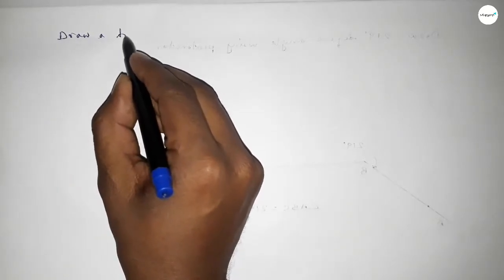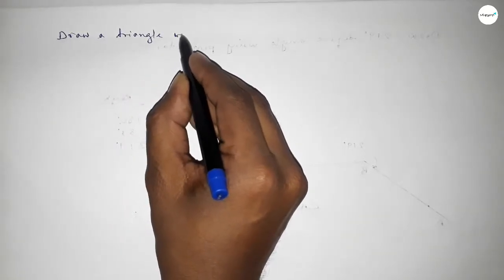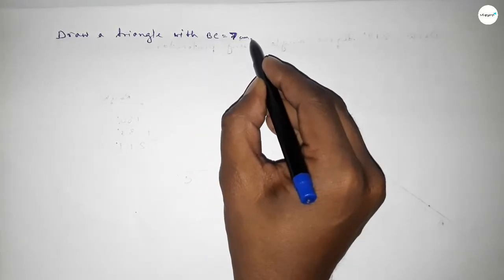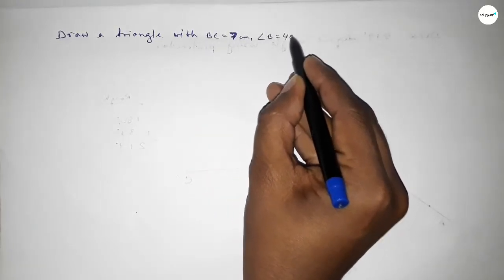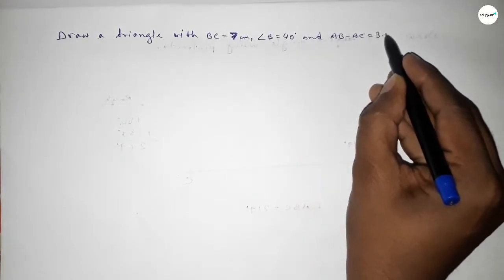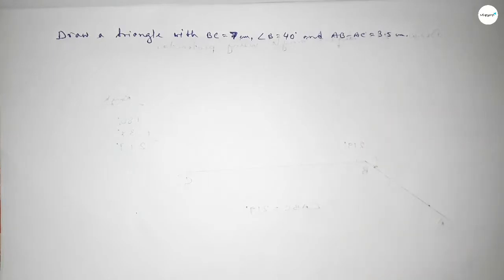Today in this video we have to draw a triangle ABC with BC equal to 7 cm, angle B equal to 40 degrees and AB minus AC equal to 3.5 cm. So let's start the video.